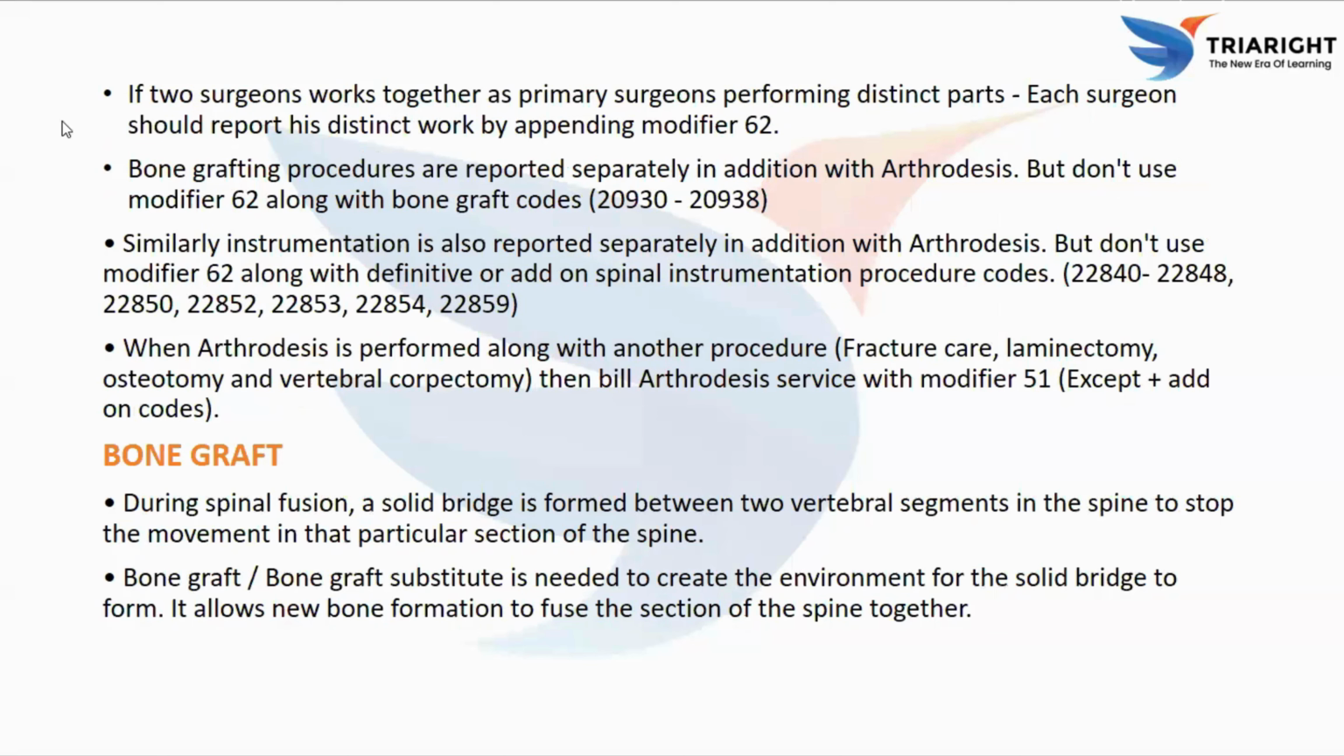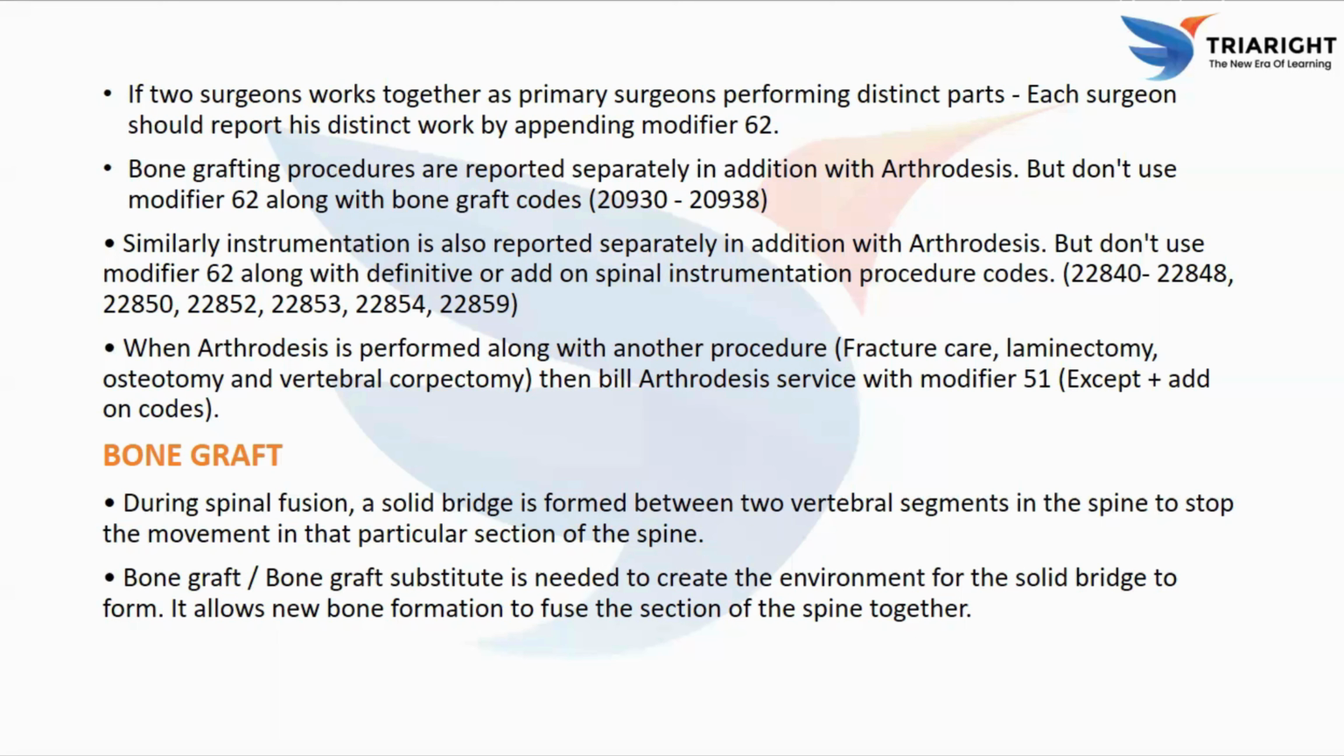So how do you correctly report spine fusion when two surgeons work together, when bone grafts are used, and when spinal instrumentation is added? When two surgeons work together, you have to append modifier 62, indicating co-surgeons. If two surgeons act as primary surgeons, each performing distinct parts of the same procedure, both surgeons report the same CPT code with modifier 62. The surgeons must be from different specialties or perform clearly distinct surgical work, and the operative note must document separate responsibilities.